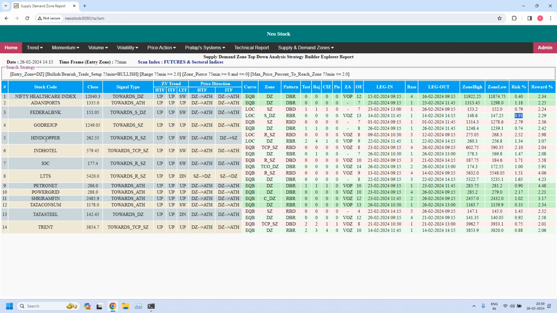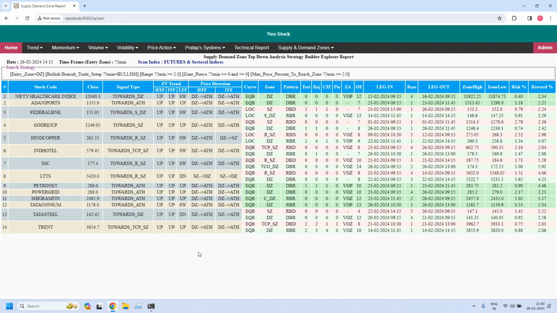Currently, these are the two stocks moving towards the demand zone, Federal Bank and Tata Steel. Remaining all are moving either towards all-time high or supply zone. But still there is a higher chance that some of these stocks, tomorrow they change direction and give you an entry. Okay, let us limit to this 2%. This list is good enough.